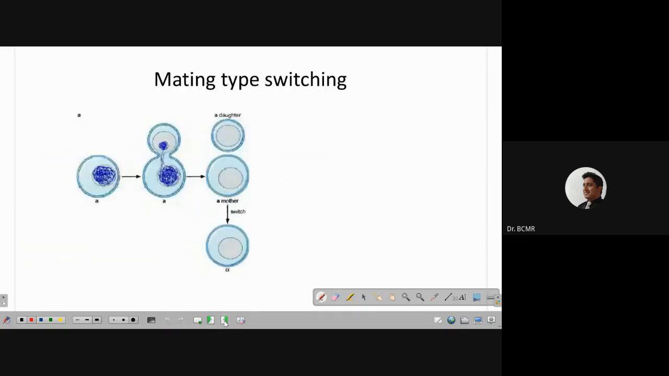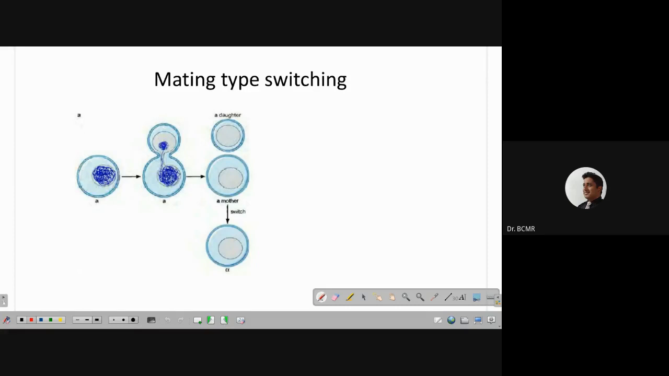So in today's class, what we are going to discuss is mating type switching in yeast, and the other concept that we will learn today is gene conversion. Gene conversion is just a name, but we will know what it actually means. It's simple. So mating type switching is something, if you have watched the animation, you should have a good amount of idea by now.